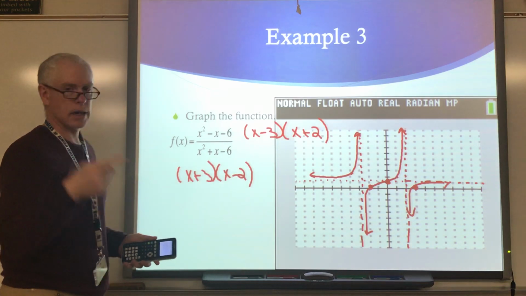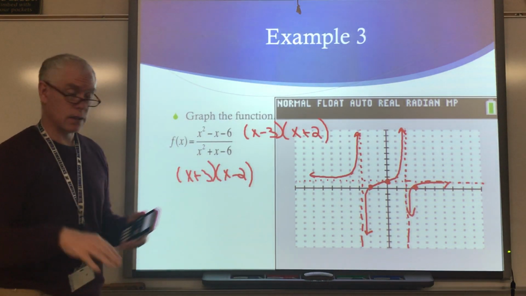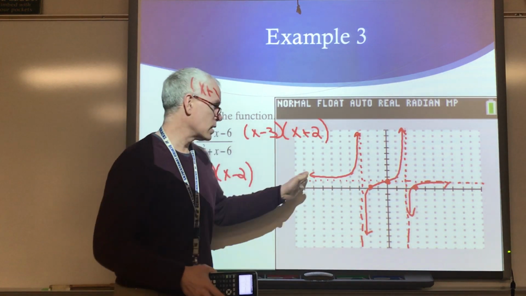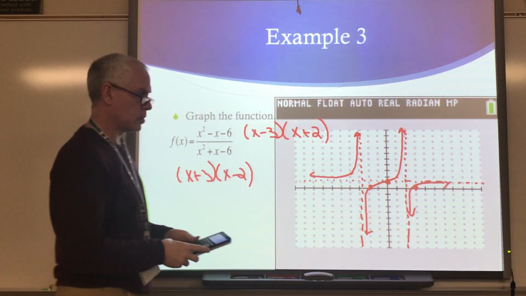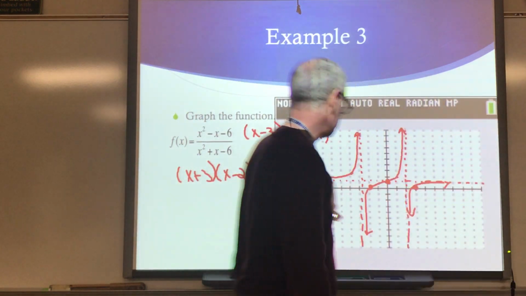Where do we cross the y-axis? Where do we cross the x-axis? Where are my vertical asymptotes? Where are my horizontal asymptotes? And then be sure to pick points on either side of those vertical asymptotes to graph, okay? Sure enough, I got the same graph on my calculator.